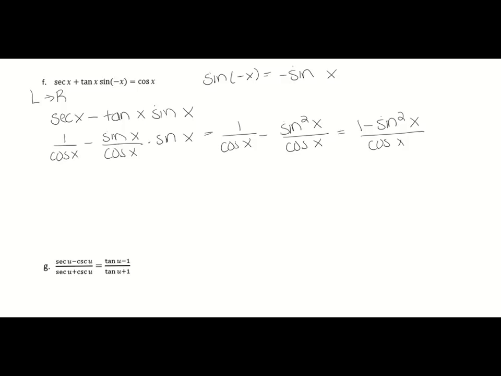1 minus sine squared x is cosine squared x over cosine of x. So one of these cancels out with one of these, and I'm left with what I was looking for, the cosine of x. All right, let's do one more.